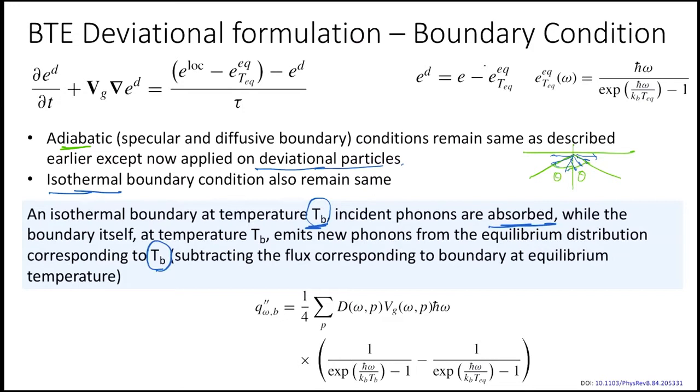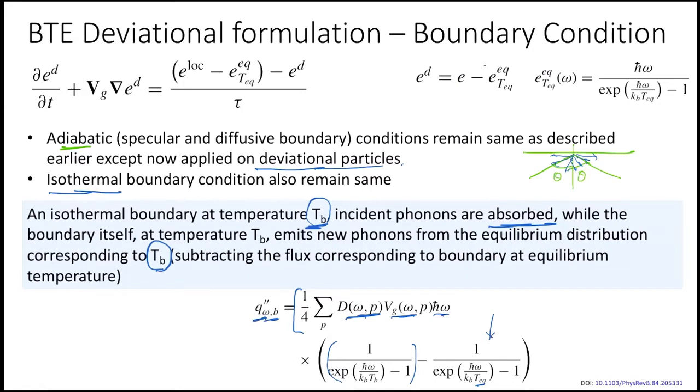But in this case, what would change is that since we're taking the deviational particle, we have to subtract the equilibrium temperature distribution. So the equation we got last time for the flux was 1 over 4, density of states, group velocity, h bar omega, and our function f at temperature TB. But now we have to subtract the equilibrium distribution from it, to get our new flux from the boundary.